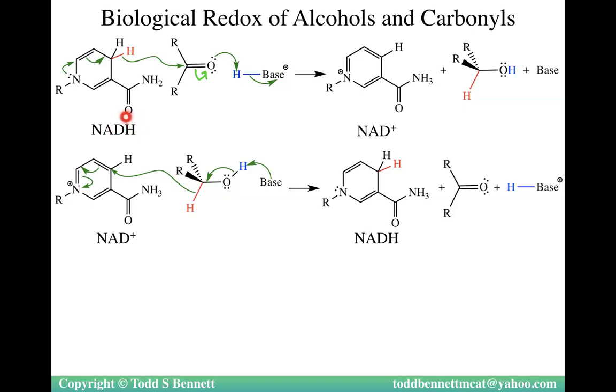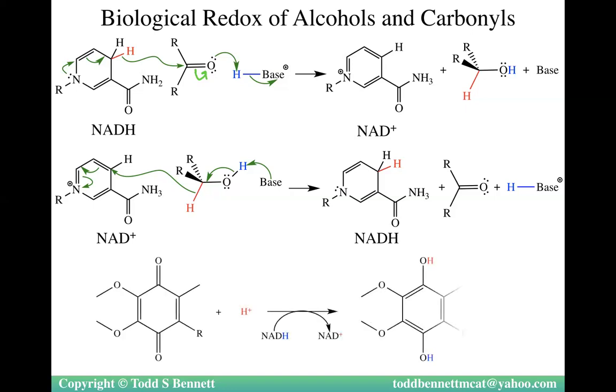NADH rich in H, so it's a reducing agent. It itself will get oxidized, but it'll transfer an H. You get a new carbon-hydrogen bond, which is reductive in nature. So hopefully this seems okay. Knowing what NADH and NAD plus are will help in your bio studies.